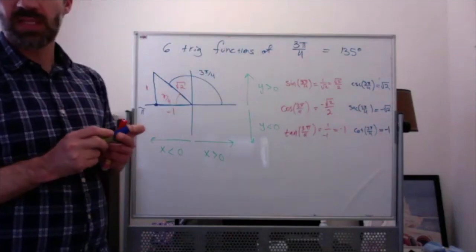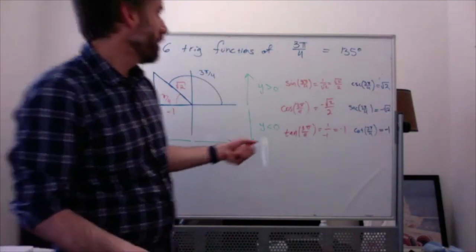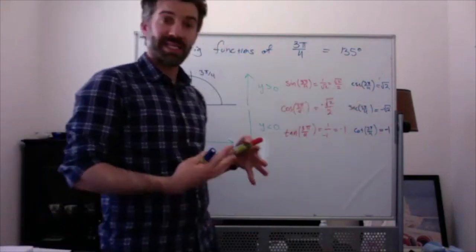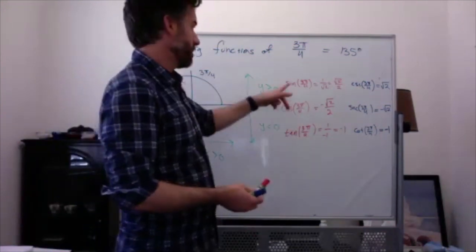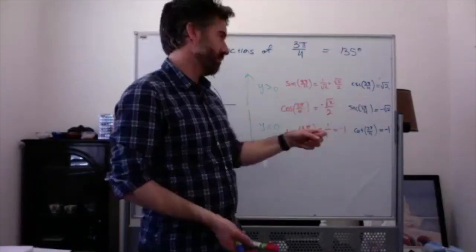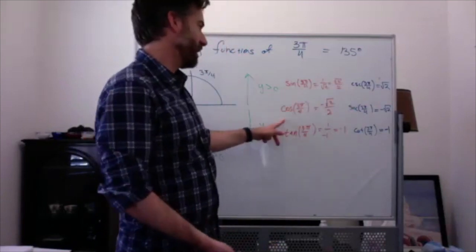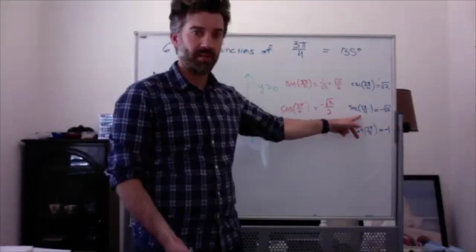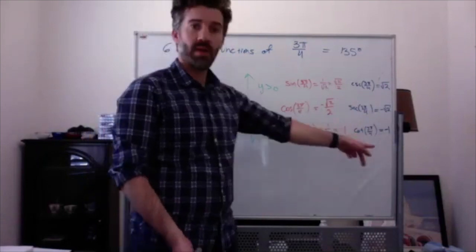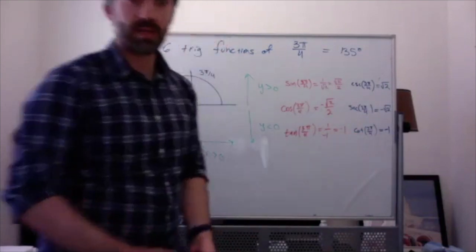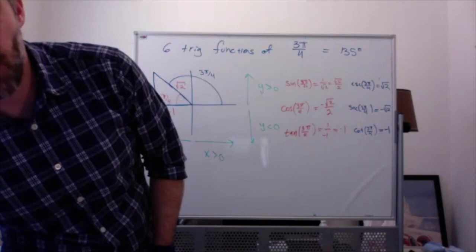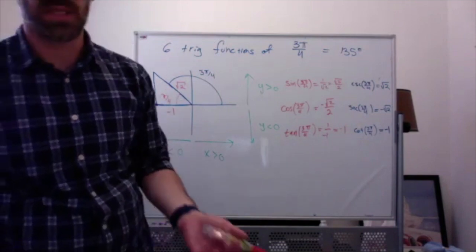So a couple things to be aware of here. Each of the reciprocals has the same sign. Sine is positive, cosecant is positive. Cosine is negative, secant is negative. Tangent is negative, cotangent is also negative. That's always going to be true. Reciprocal functions always have the same sign as the original function.